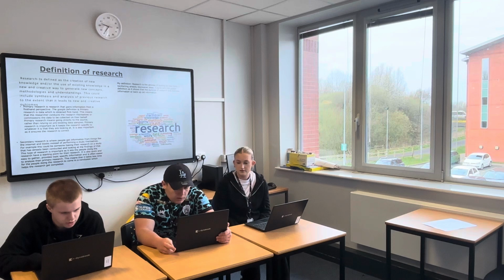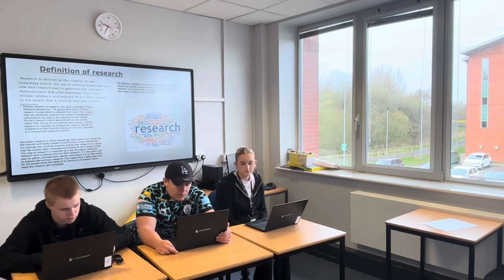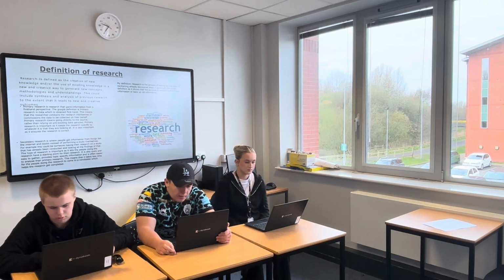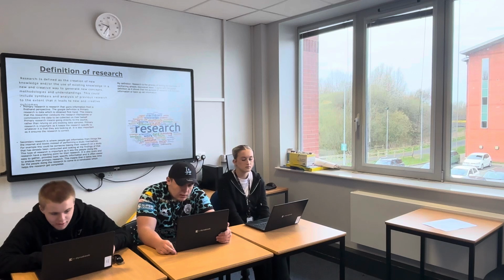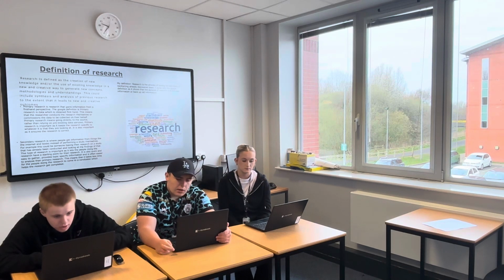Primary research means going out directly to the source rather than relying on pre-existing data samples. Primary research is important as it keeps the research specific to what they are looking at. It is also important as it ensures the research is correct. That's the first type of research.